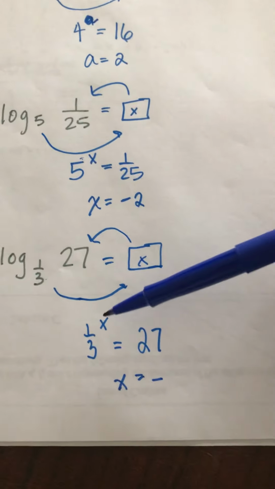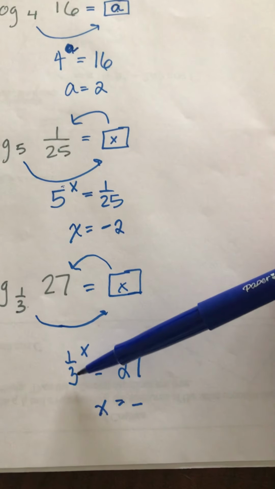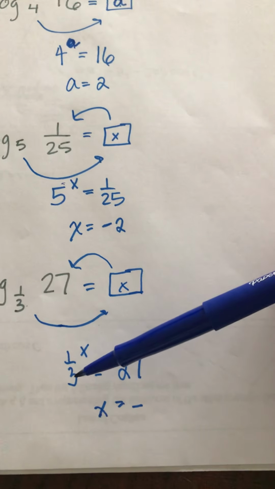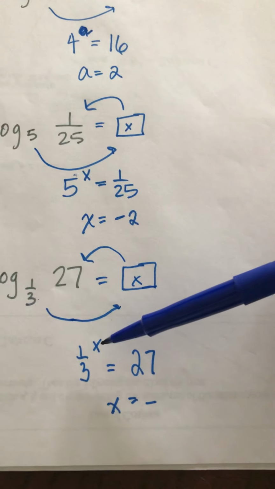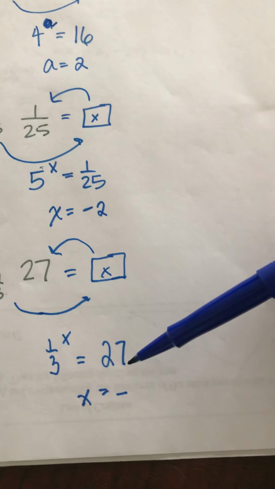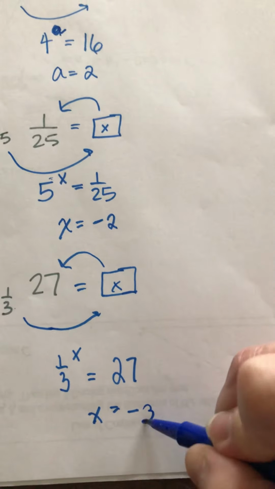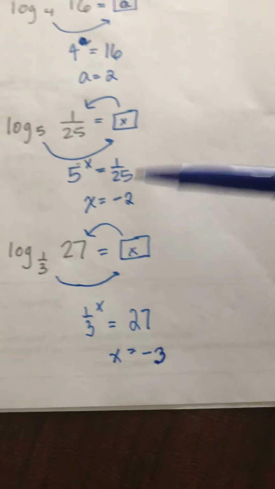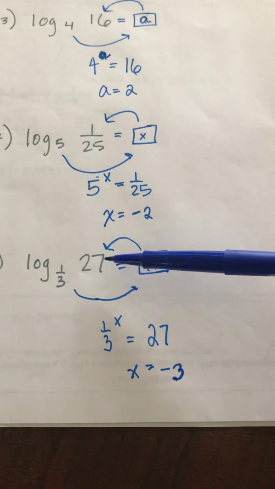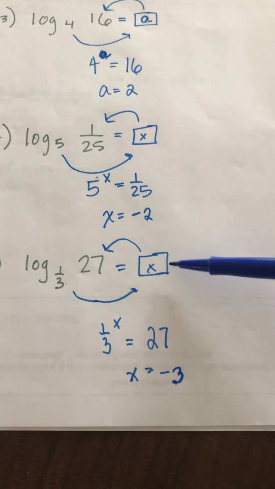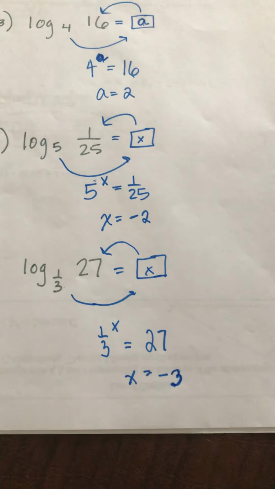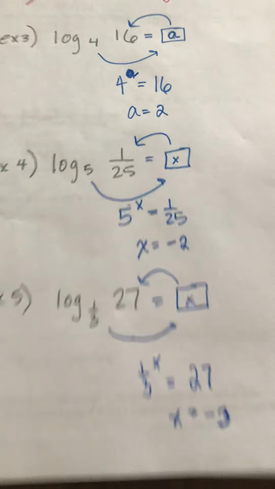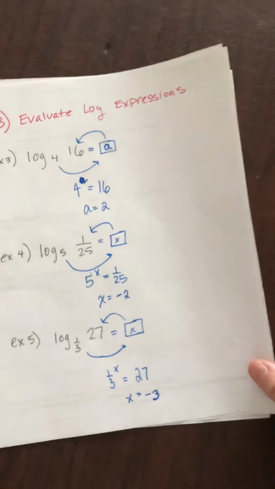And then what I do is I look at what the value is. So I have 3 to 27. So what do I do to 3? What power do I raise 3 to equal 27? And the answer would be 3. So log base 1/3 of 27, if I put that in my calculator, I would get an answer of -3. Okay, so that's what it means to evaluate logs.